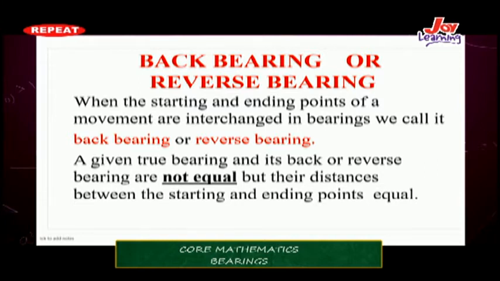Somebody will move from Kumasi to Accra. Your starting point is Kumasi. Actually, I don't know the distance between Kumasi and Accra, but let me assume that it is 5,000 kilometers. Then if you move from Kumasi to Accra and it is 5,000 kilometers, then when you move from Accra to Kumasi, because it is the same distance, the answer is still 5,000 kilometers. The same distance, but bearings are not the same. Their bearings are different.